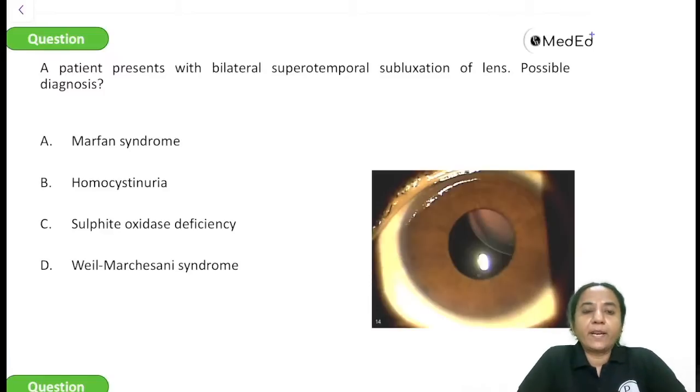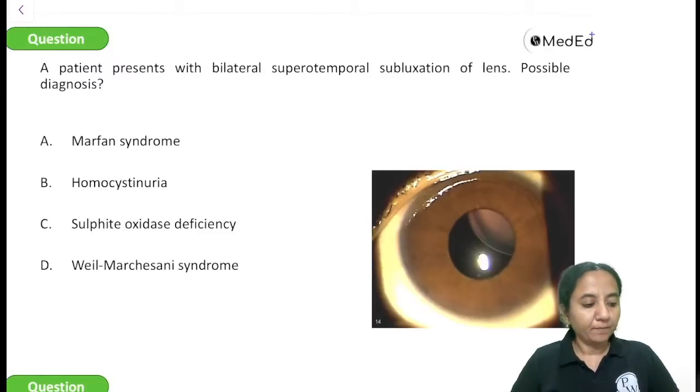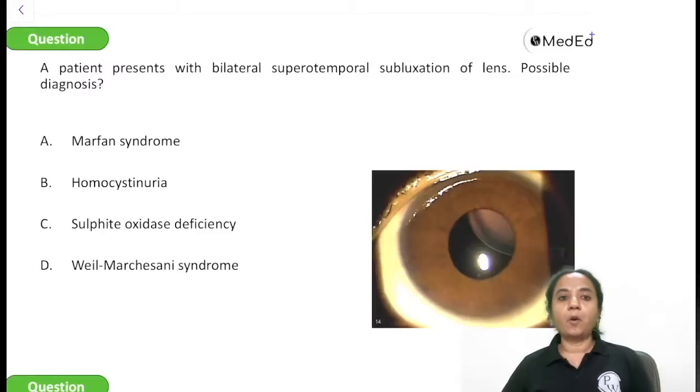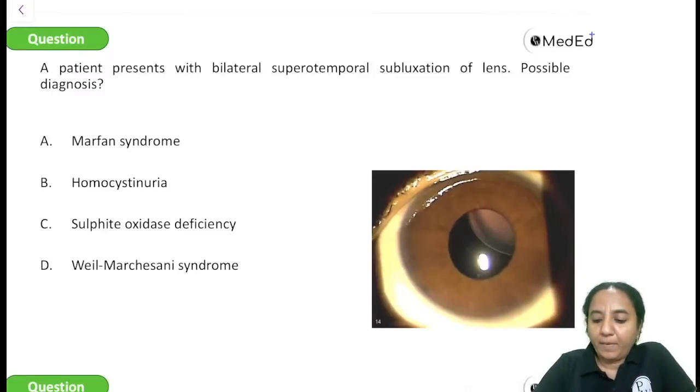So let's just look at this question. So see, it says that a patient presents with bilateral superotemporal subluxation of the lens. So now what is the possible diagnosis? So where also we have been given this image.